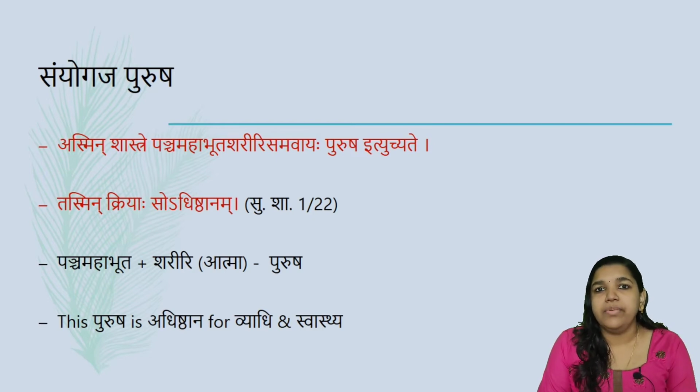So the Panchamahabhuta and Shariri or Panchamahabhuta and Atma make the Purusha, and this Purusha is considered the Adhisthana of Vyadhi and Swasthya. So this is the reference from Sushruta Samhita regarding the Samyogaja Purusha or Shaddhatwatmaka Purusha. So Panchamahabhuta along with the Chetana or Shariri or Atma constitute the Shaddhatwatmaka Purusha or Samyogaja Purusha.